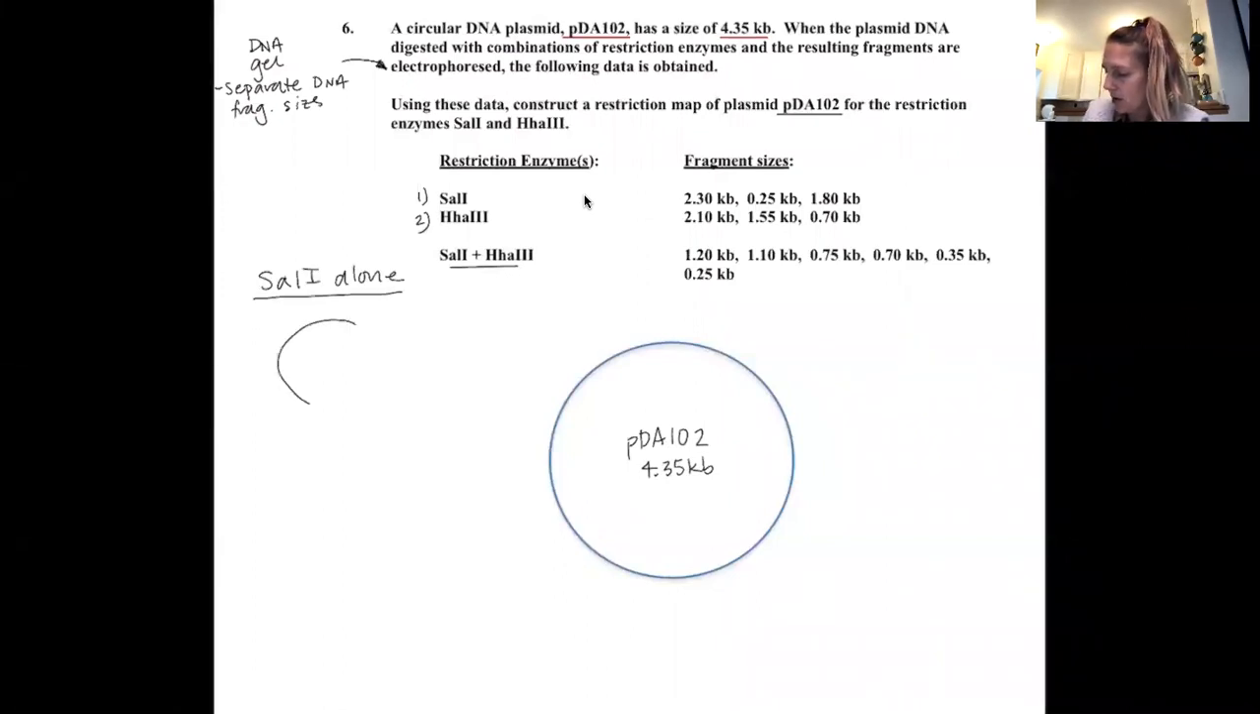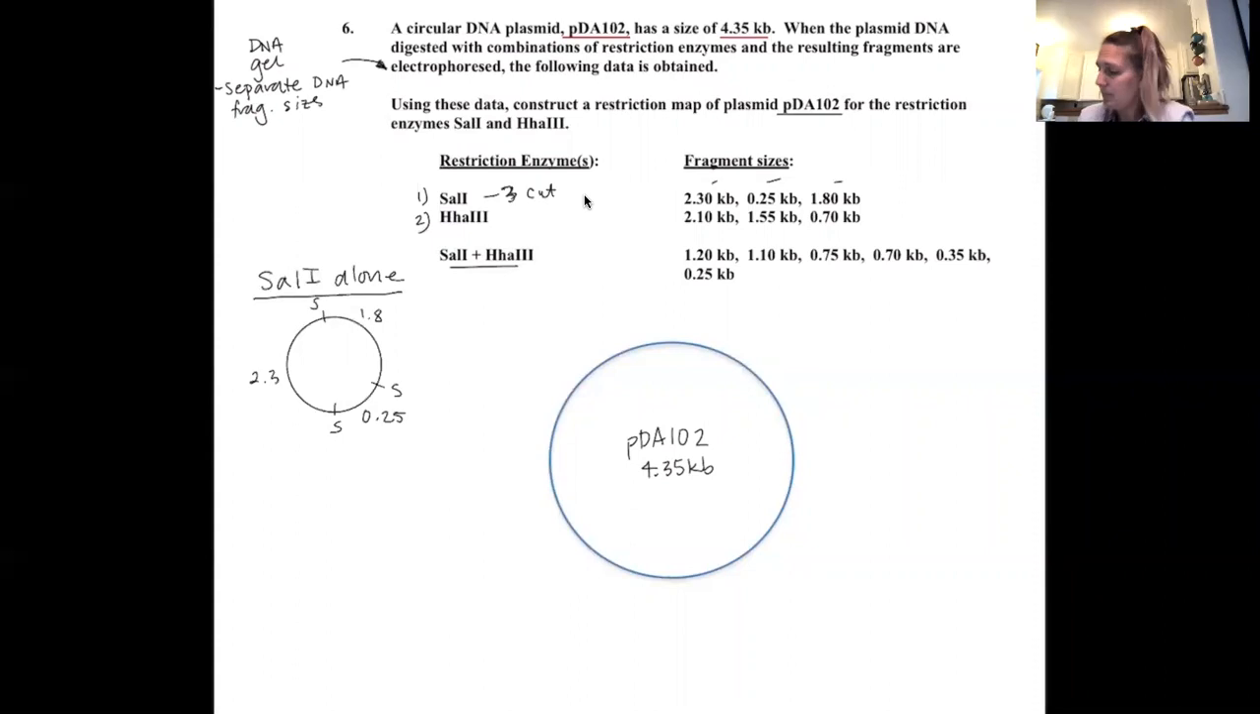So we are given that there are 1, 2, 3 fragments. So there will be 3 cuts, right? So we know that there are 3 cuts. Two of them are pretty close together to give us this 0.25, and then we have one that's at 1.8 and another that is at 2.3. So we know that there are 3 cuts, 3 recognition sites here for SAL, giving us those 3 fragments.